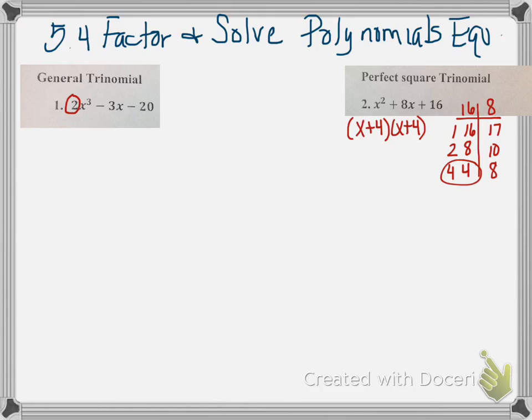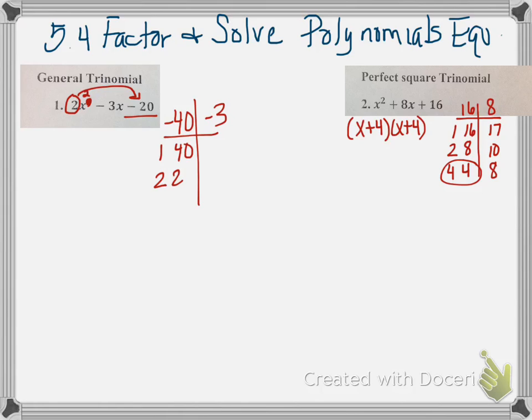In example 1, this one has a leading coefficient, a number in front. So we need to make sure that we multiply that number times the last number. And by the way, please fix this mistake. That 3 should actually be an exponent of 2. So once you multiply that 2 times a negative 20, we get negative 40. So we're looking for the factors of negative 40 that add up to a negative 3.